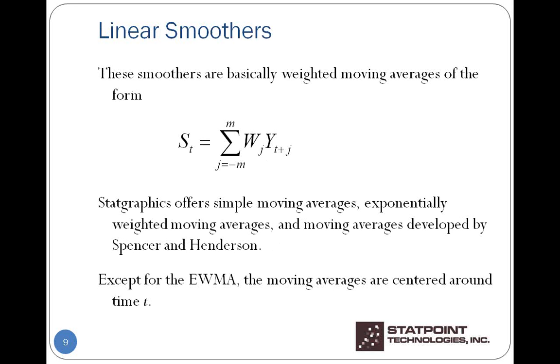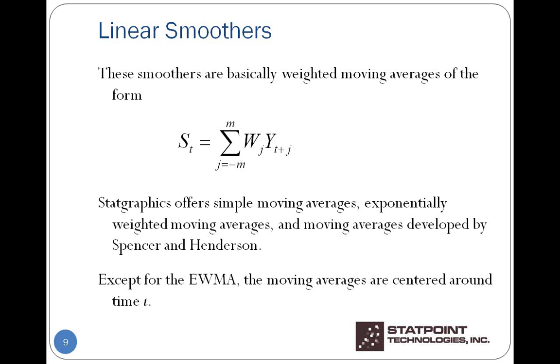Linear smoothers are basically weighted moving averages of the data in some window of time. So for example, if I wanted to estimate a smooth value at time t, I may take some linear combination of the observation at time t and also the observations perhaps m time periods before t and m time periods after t. That would typically be called a centered moving average. It's centered at time t.